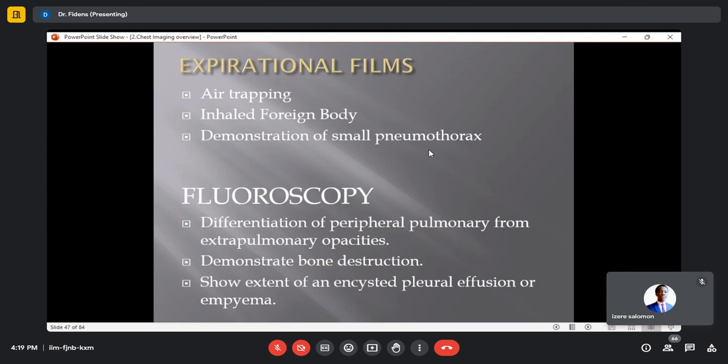For the inhaled foreign body, where there is a foreign body in the bronchus and you do an expiratory film, there will be air trapping there, and you can differentiate the part of the lungs where there is no air from the part where there is air trapping. Did you understand the importance of the expiratory film? That's very important, by the way.